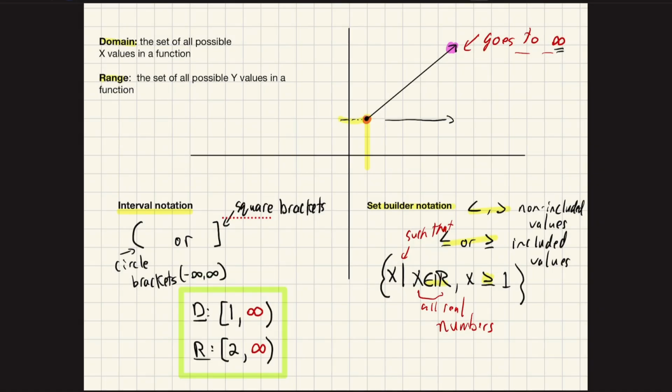Now, if we're describing the range, we would do something similar. We would say for all values of y such that y is all real numbers. In this case, the lowest y value would be 2. So we'd say that y is greater than or equal to 2. And then we put these cloud brackets in.